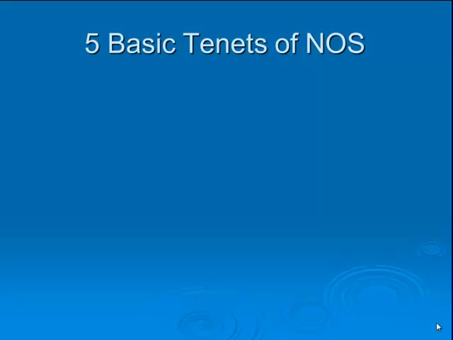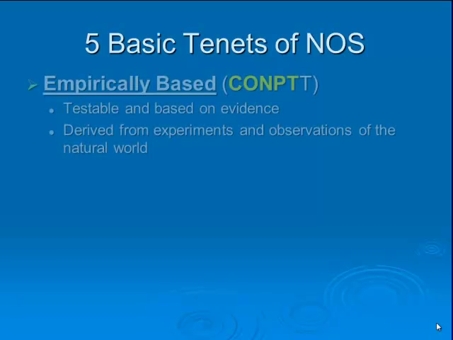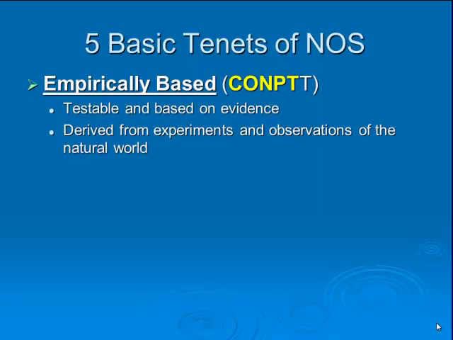All right, there are 5 basic tenets of the nature of science. Tenets is another word for principles, so another way of saying this is that there are 5 basic principles to scientific knowledge. The first one is that all scientific knowledge is empirically based.